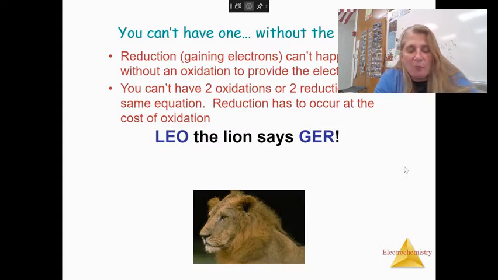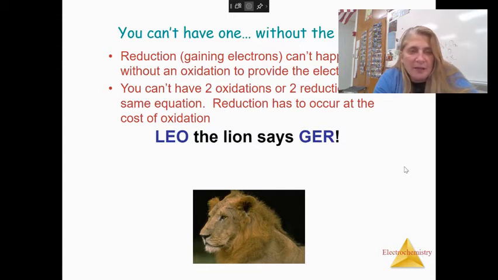You cannot have one without the other. Reduction, or gaining electrons, cannot happen without an oxidation to provide the electrons. So somebody can't lose electrons unless somebody's there to take them. Somebody can't take electrons until somebody's there to give them to them. So you can't have two oxidations or two reductions. It's one oxidation and one reduction.